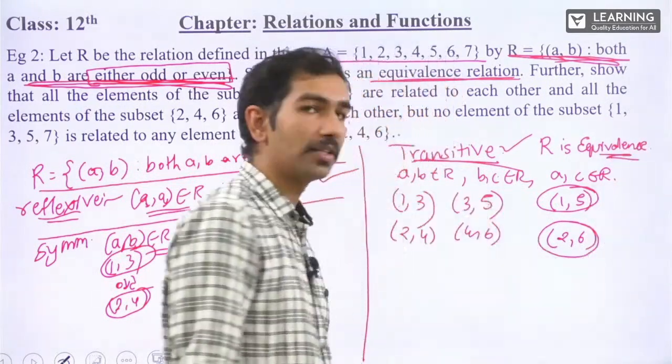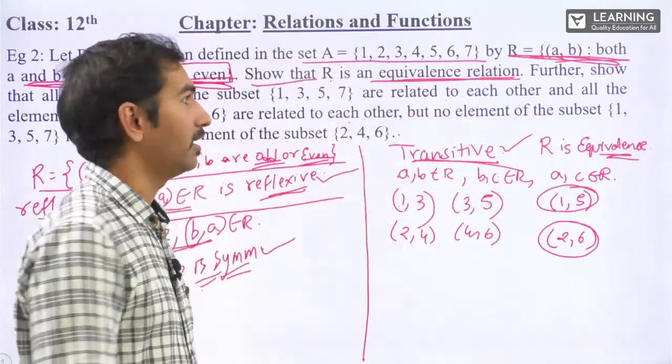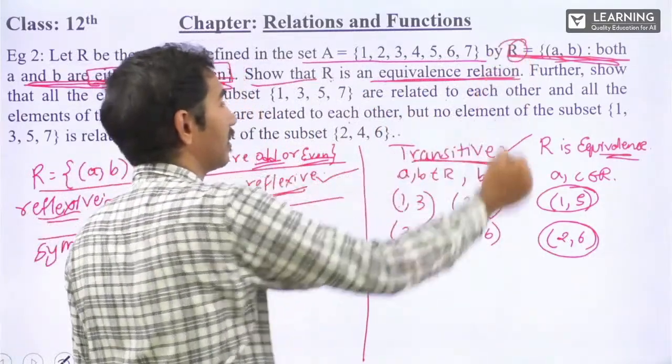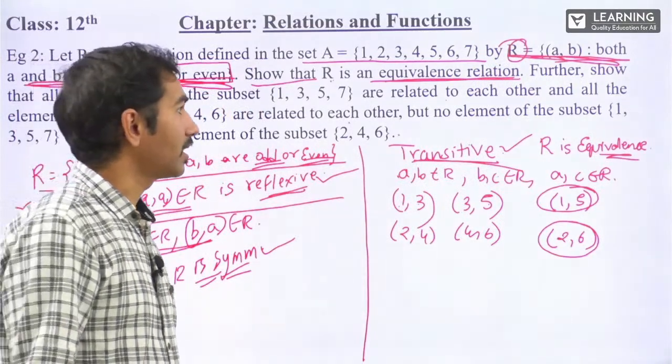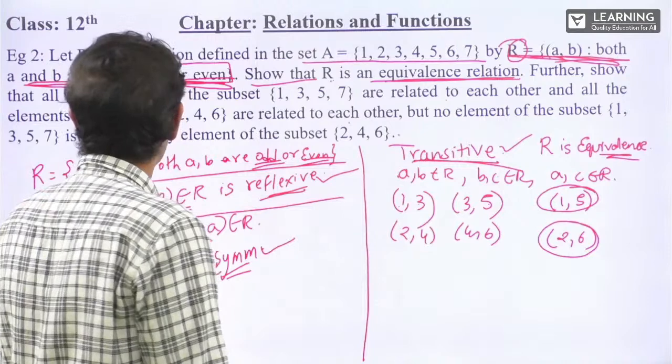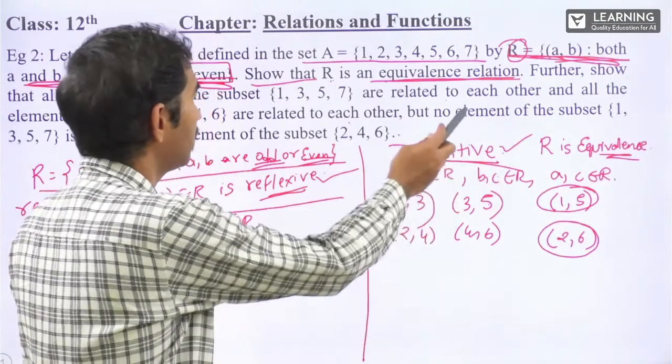Understood? So we have proved that the given relation R is an equivalence relation. Now there is another thing to prove, which is related to it.